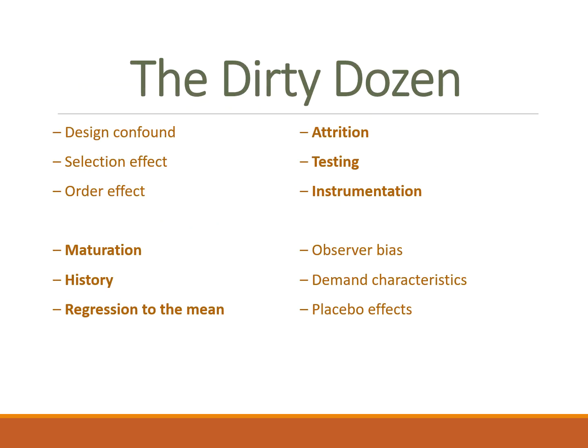So these are the dirty dozen of kind of the challenges to power, and I'm just going to briefly go over each one. So we've already talked about design confounds, selection effects, and order effects. So design confound: how the study itself is designed, how the independent variable is being manipulated, when is it being manipulated, how is the outcome variable being measured, and have you ruled out any other possible explanations?